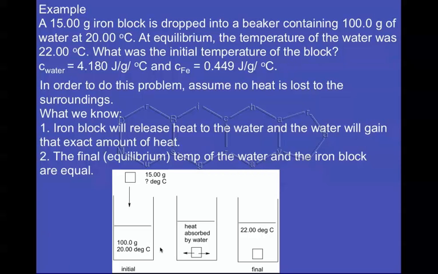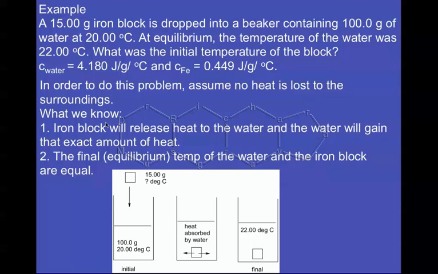Alright, so here's a picture of what's happening. We've got a block of iron, 15.00 grams, at an unknown temperature. We're going to drop it into water. What's going to happen is that the temperature of the block is going to go down and the temperature of the water is going to increase. And at some point the temperature of the water will increase to 22.00 degrees Celsius.